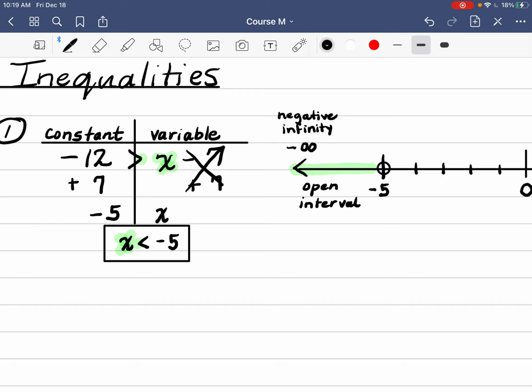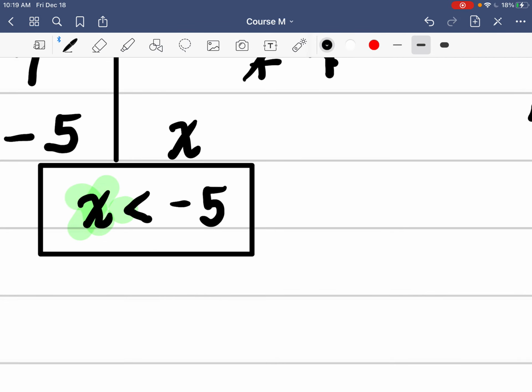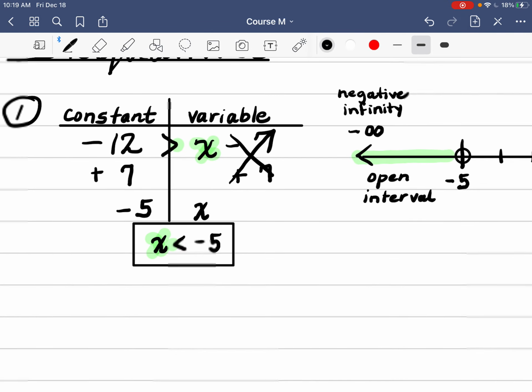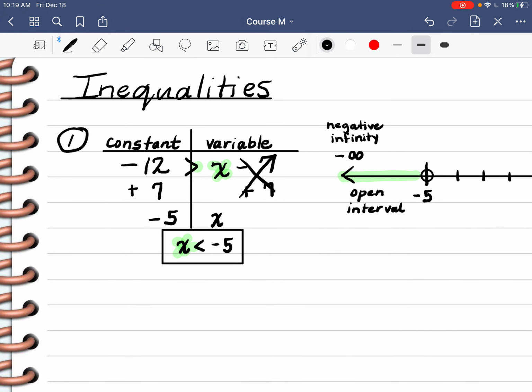Here's why I wanted you to standardize. If you're in the habit of standardizing, you've got this. The direction that arrow is pointing is the direction you color. If it's pointing to the left, you color to the left of your negative 5. If that arrow were pointing the other way, you color the other way. So if you've got your solution in standard form, you don't have to worry about which direction you need to color.